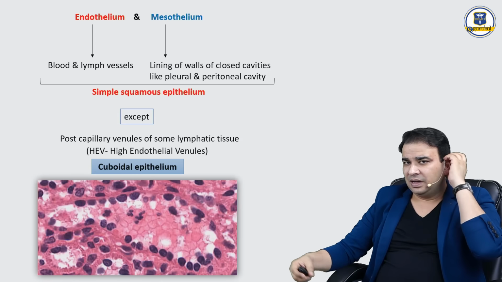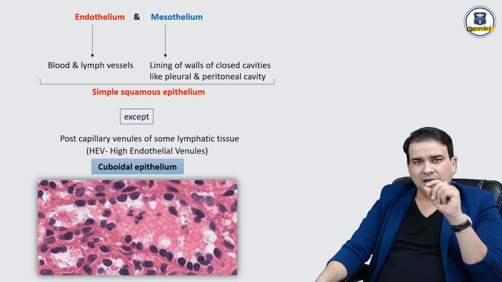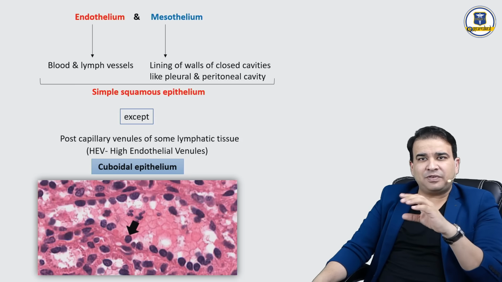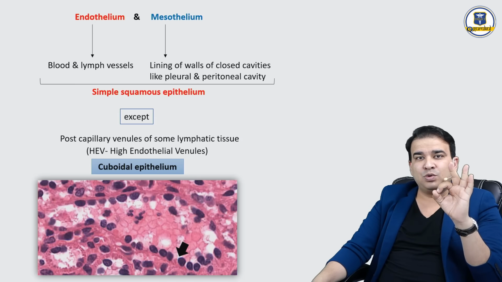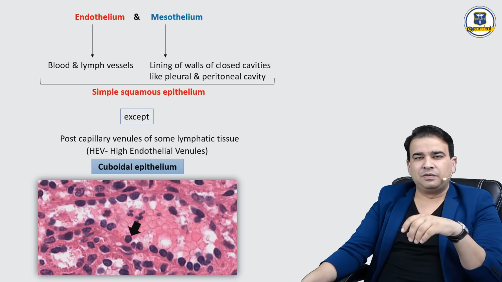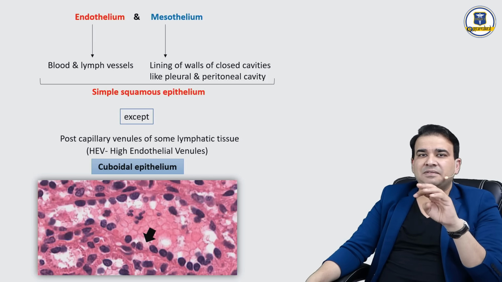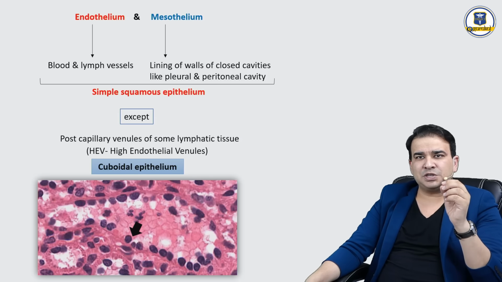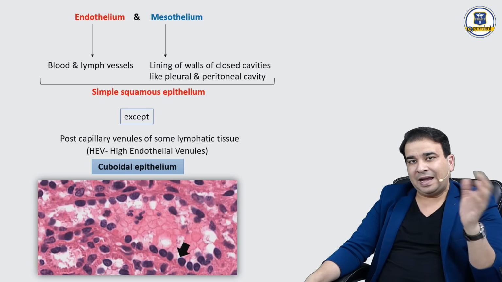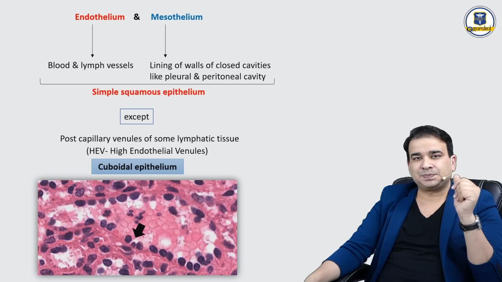You can see in this image here a magnified picture of a venule. What you see is that the cells lining the wall of the venule are not squamous, they are cuboidal. And how do you identify they are cuboidal? By looking at the round nucleus. They have a round central nucleus rather than flattened nuclei, which is the typical feature of any venule anywhere, except the post-capillary venules in certain lymphatics, which are cuboidal. So that again can be a question: in which kind of endothelium is the lining epithelium not squamous? That is high endothelial venules.